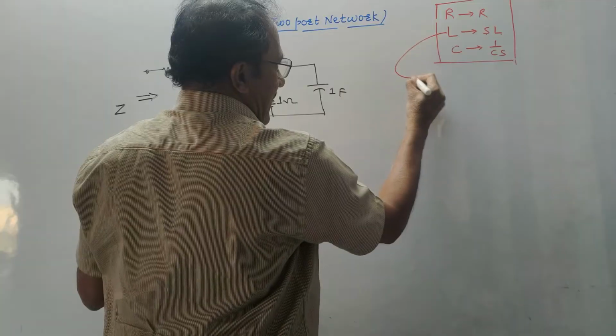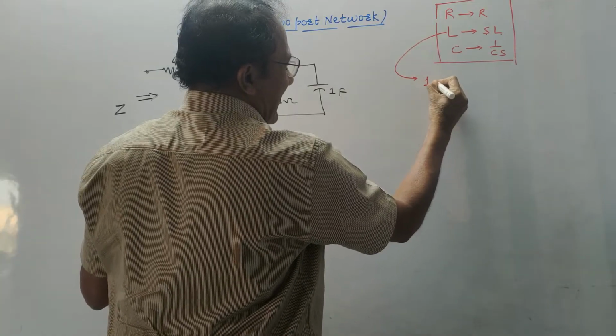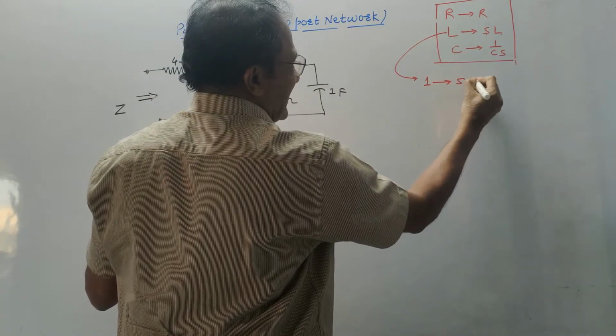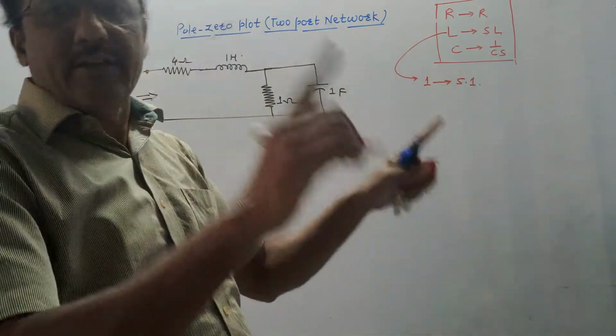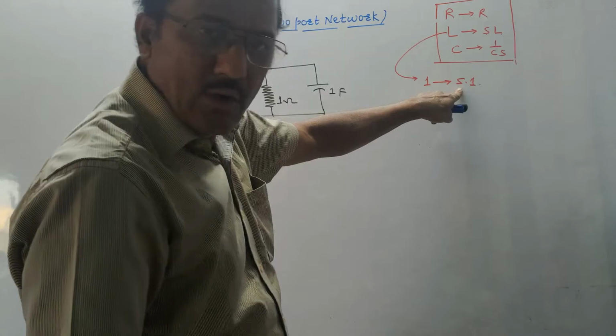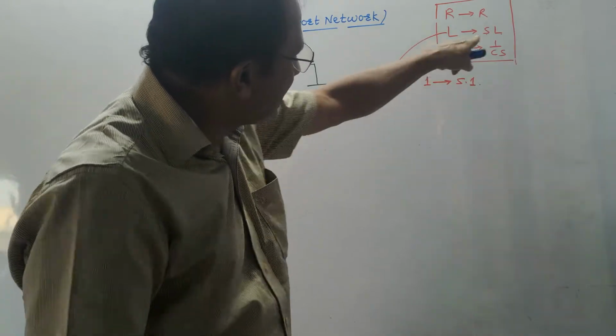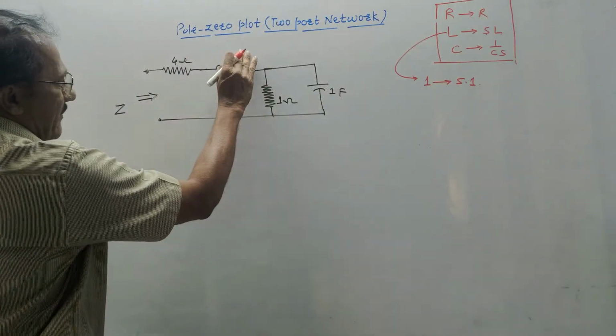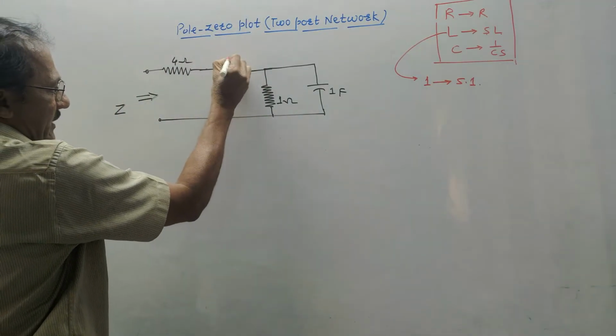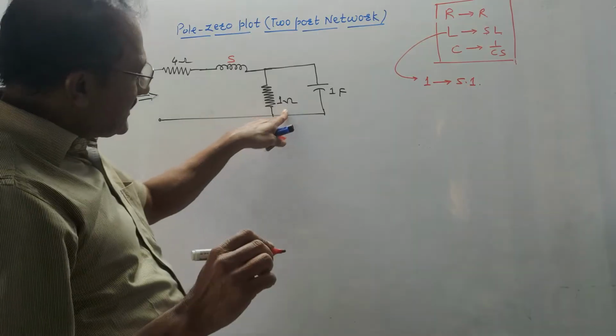From this equation, I am making use of this equation. 1 Henry transformed to S into 1. As I mentioned, S is the notation in Laplace transformation. So we will keep S as it is. S into L, value of L is 1. So it is S into 1, that means only S. So I will replace this value by notation S. Resistance remains as it is.